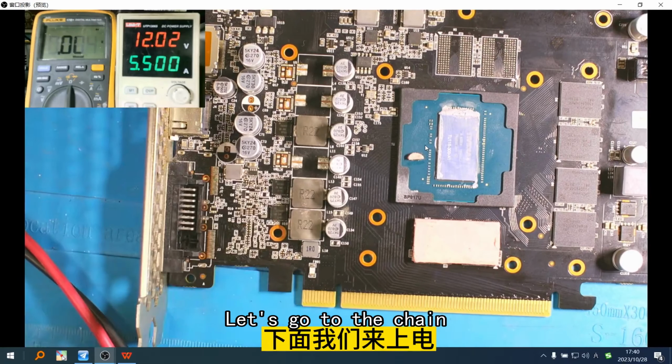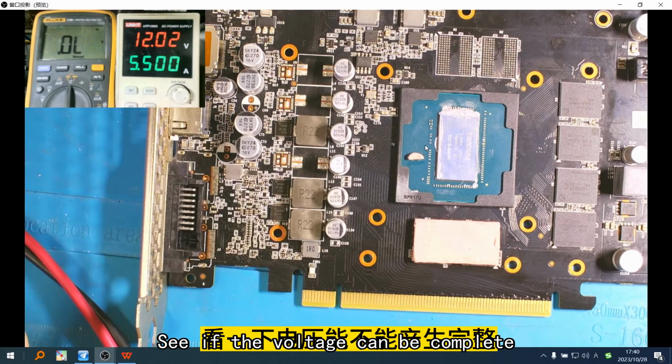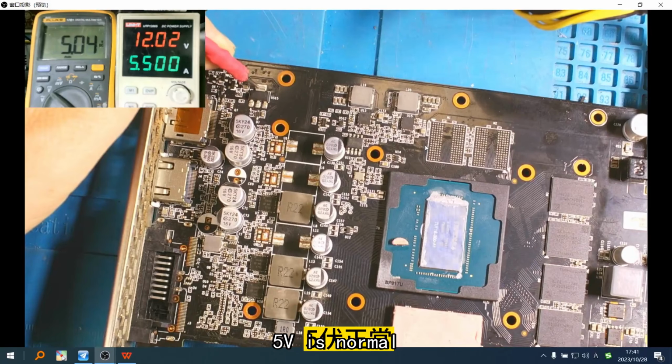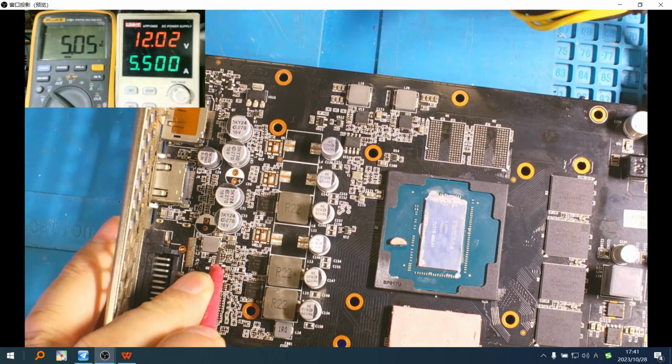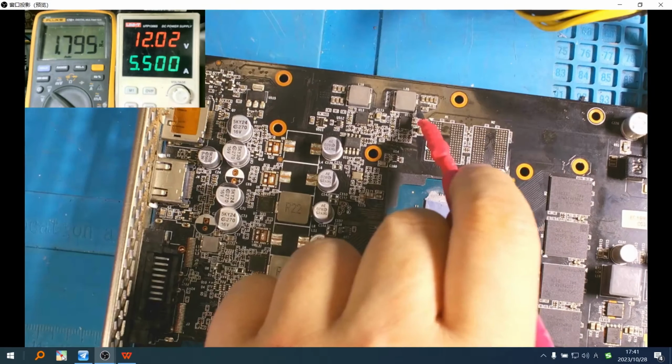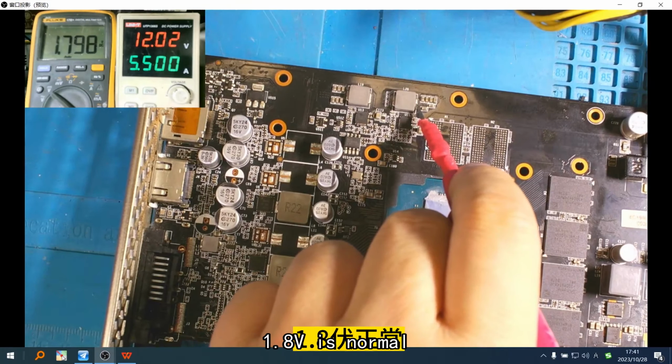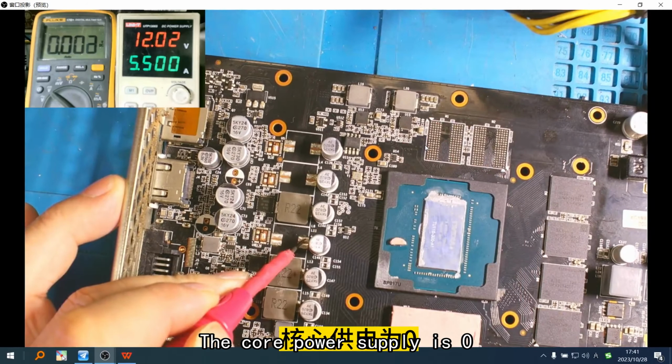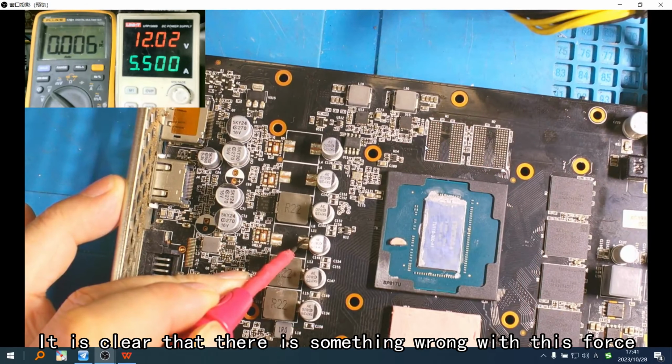Let's power it up and see if the voltage can be complete. 5V is normal. The 5V chip power supply is also normal. 1.8V is normal. The core power supply is 0. It is clear that there is something wrong with this part.